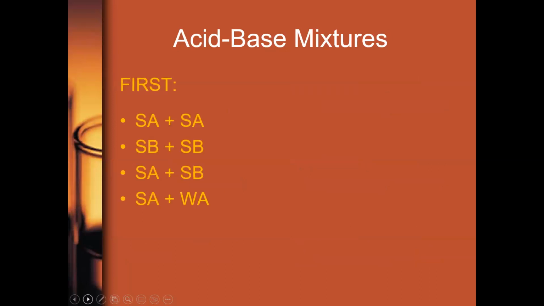So ones that we typically deal with are a strong acid and a strong acid mixing together, or a strong base with another strong base. Or ones that we've done before, the strong acid and strong base. That's that neutralization titration that we've done before. We can also deal with having a strong acid combined with a weak acid, or a strong base with a weak acid.